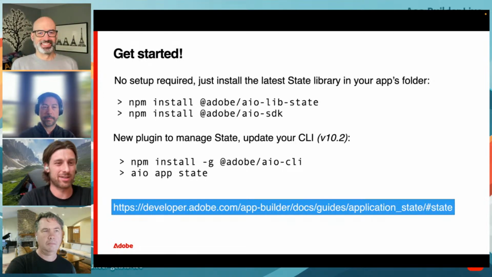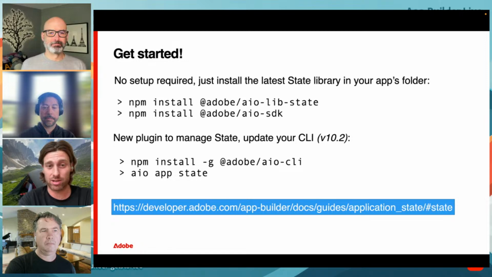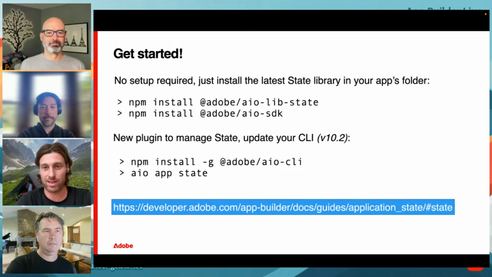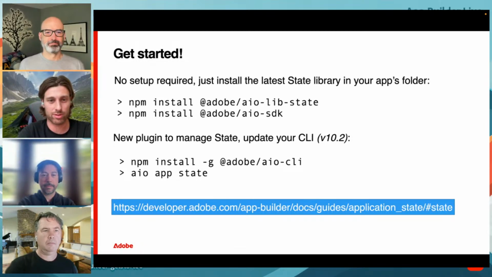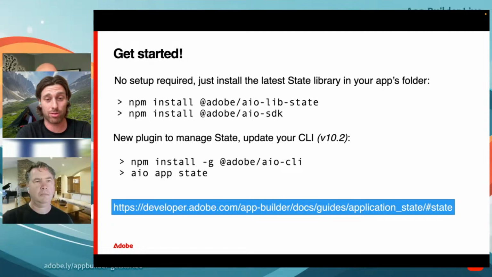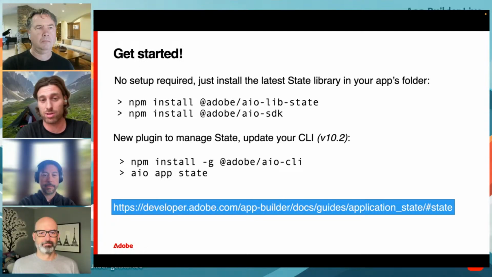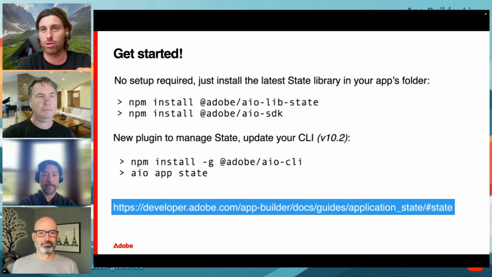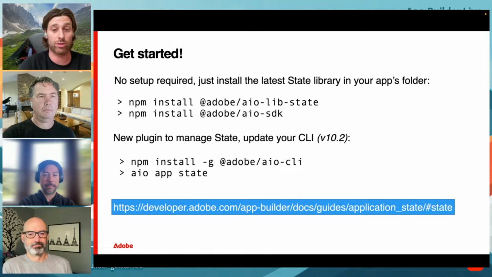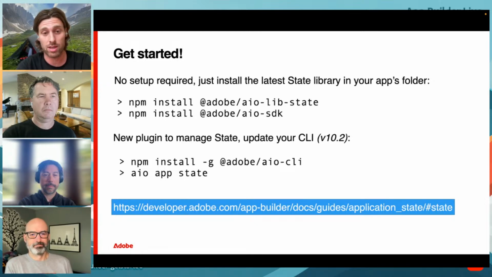Awesome. So yeah, basically the new state library requires no setup. You just need to install it in your application folder, and you could also install it through the IO SDK, which, as you may know, is our wrapping package for all the IO libraries. And just make sure that the IO-lib state is above version 4 and IO SDK above version 6.